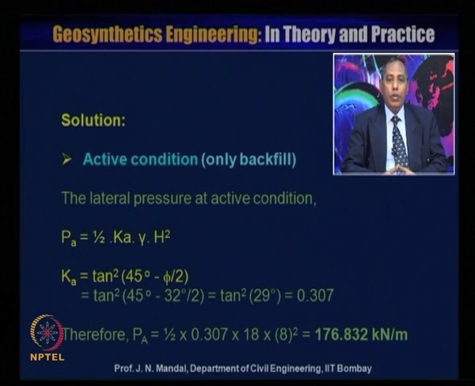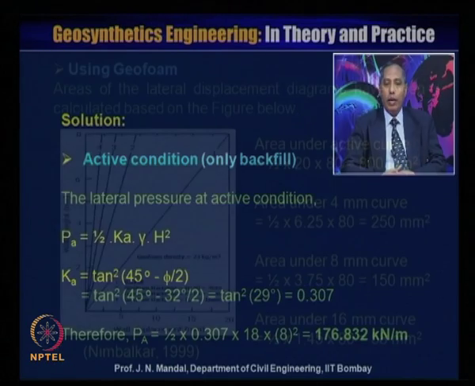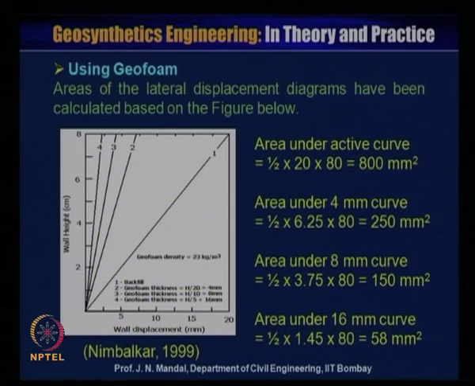So K is 0.307. Therefore, Pa, that is lateral pressure at active condition, is equal to half into K value 0.307 into gamma value 18 and H is the height of the wall, which is 8. So this is 8 square. So this Pa value will be 176.832 kilonewton per meter. So now we will use the geofoam.